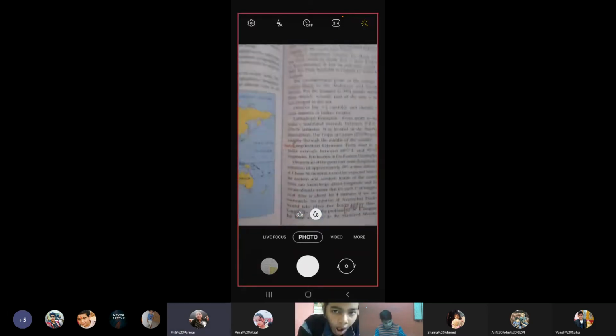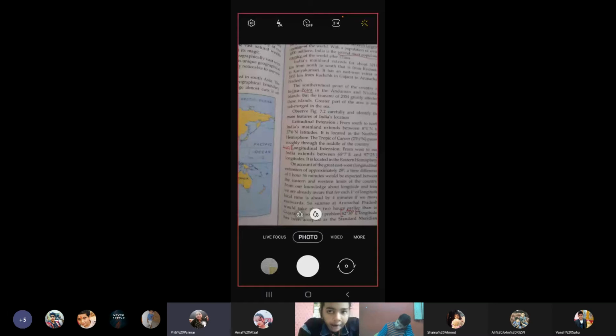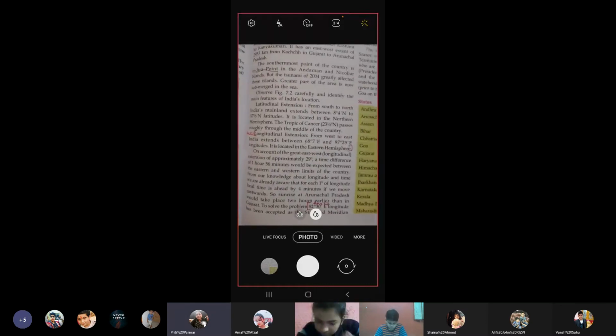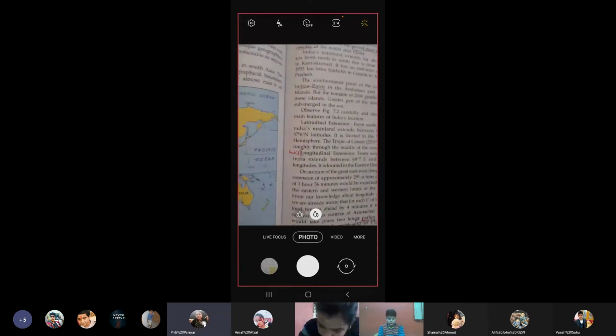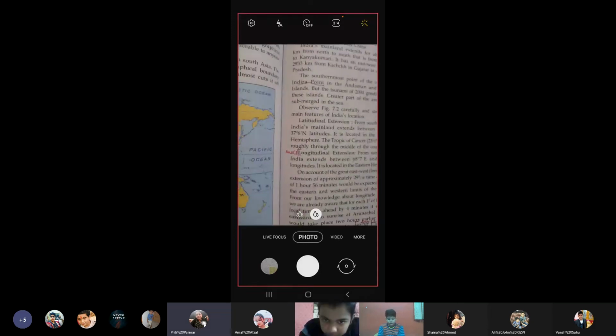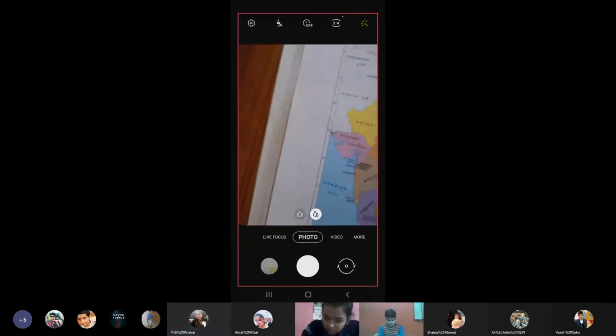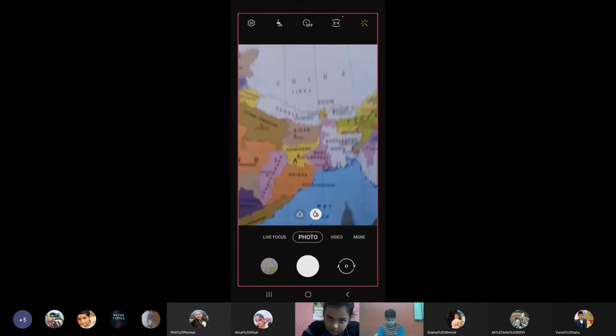Okay, now we move further. Latitudinal extension from south to north. India's mainland extends between 8 degrees 4 minutes north to 37 degrees 6 minutes north latitudes. Now, since it is in the northern hemisphere, that is why the latitudinal extent is measured something like this. I'll show you.